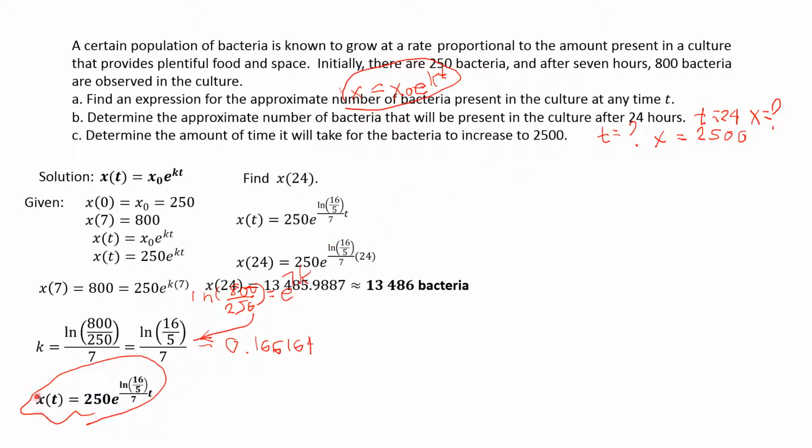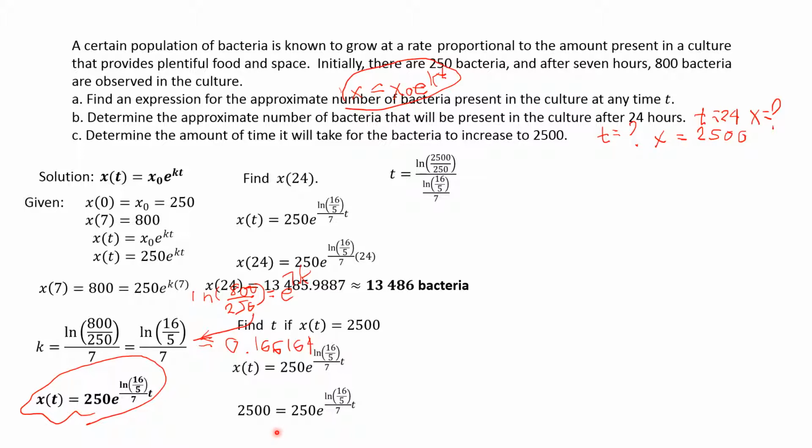Next is to determine the amount of time it will take for the bacteria to increase to 2,500. So we'll go back again to this model. We just substitute 2,500 and solve for t. So find t if x of t is 2,500. Then 2,500 equals 250 e to the ln of 16 over 15 over 7 t. Divide this by 250 and get the natural logarithm of both sides. Then your t is 13.8573 hours.